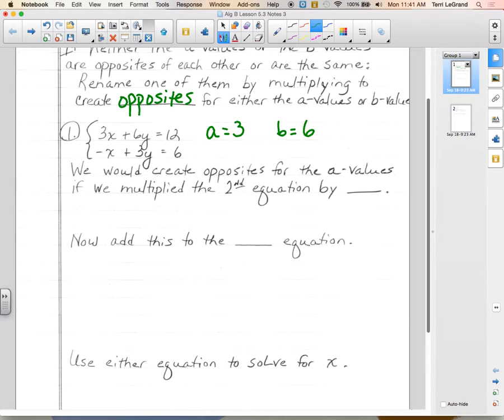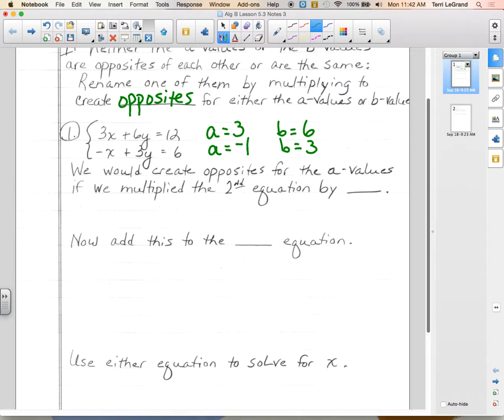And right below that, we'll put the A value for the second equation. What's the A value for the second equation? Negative 1. And what's the B value for the second equation? 3. Okay. Well, 3 and negative 1 are not opposites, nor are they the same. 6 and 3, they're not opposites, nor are they the same. So Trey, you have a suggestion here? Multiply 3 by -2.